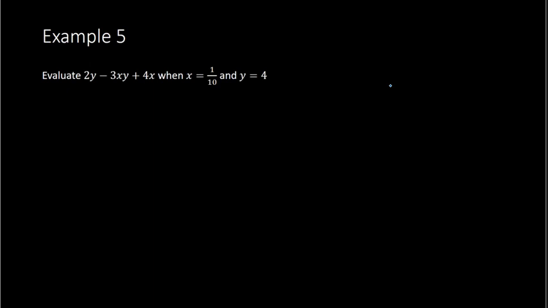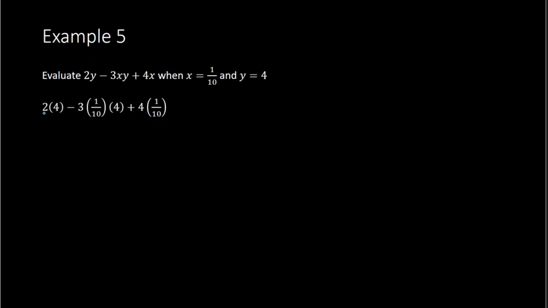Example 5. We have 2y minus 3xy plus 4x, and we are told to evaluate when x equals 1/10 and y is equal to 4. So I plug in numbers. Instead of 2 times y, I have 2 times 4. And instead of minus 3xy, I have minus 3 times 1/10 times 4. And instead of 4 times x, we have 4 times 1/10.